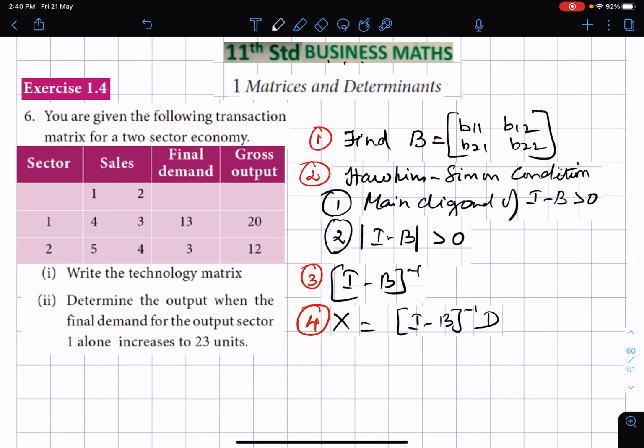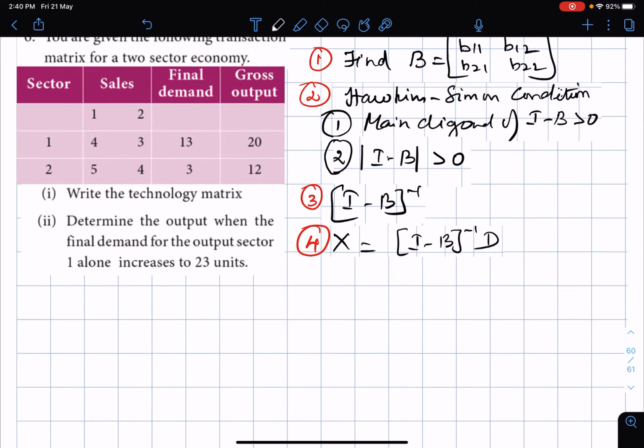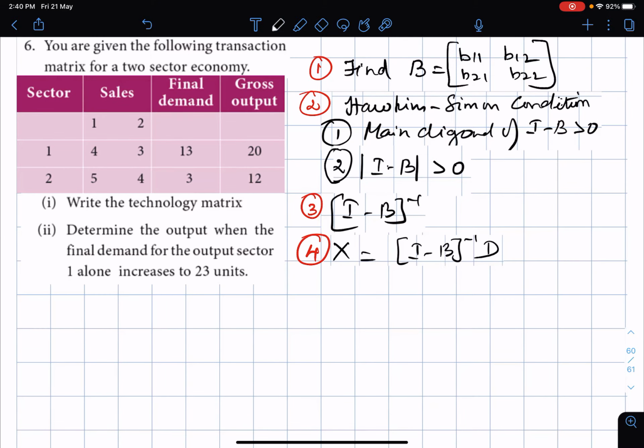So we shall proceed. By doing our first step, we are going to find out B. For that we have to name all these things, isn't it? Sector 1 and 2 they have given. So this is going to be our A11, A12, D1 and X1. This is A21, A22, D2 and X2.